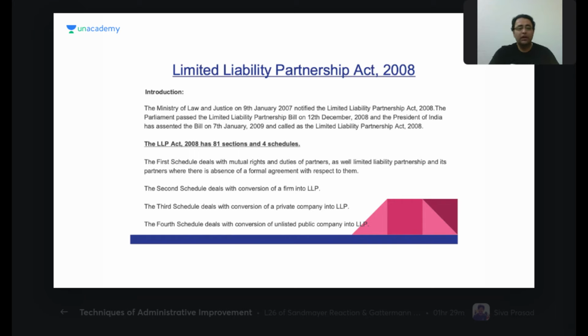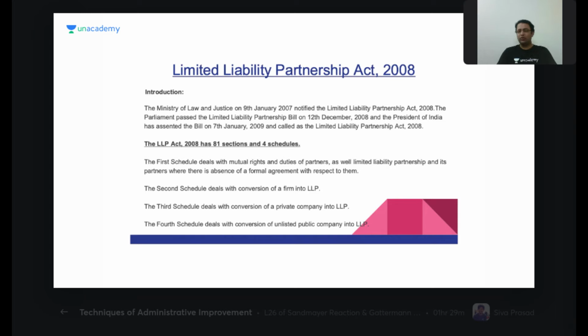Good, Khushi. The LLP Act 2008 has 81 sections and 4 schedules. The first schedule deals with mutual rights and duties of partners, as well as the limited liability partnership and its partners, where there is an absence of a formal agreement with respect to them. Like the screen says, the Limited Liability Partnership Act 2008 has 81 sections and 4 schedules. The first schedule speaks about the mutual rights and duties of the partners, as well as the limited liability partnership and its partners, where there is absence of a formal agreement with respect to them.